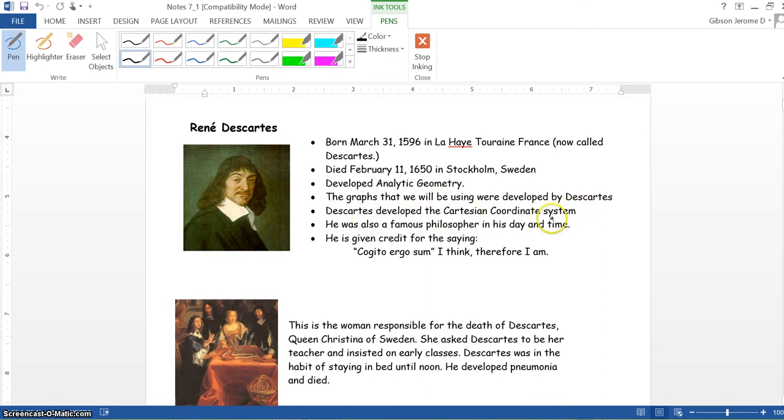Descartes developed the Cartesian coordinate system. He was also a famous philosopher in his day and time. He is given credit for saying, "Cogito ergo sum," I think, therefore I am. This is the woman responsible for the death of Descartes, Queen Christina of Sweden. She asked Descartes to be her teacher and insisted on early classes. Descartes was in the habit of staying in bed until noon. He developed pneumonia and died.